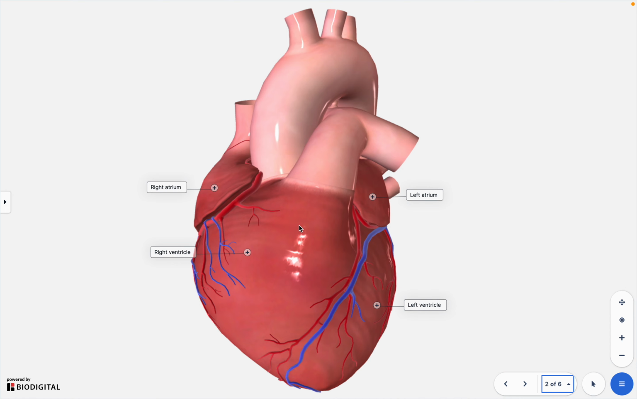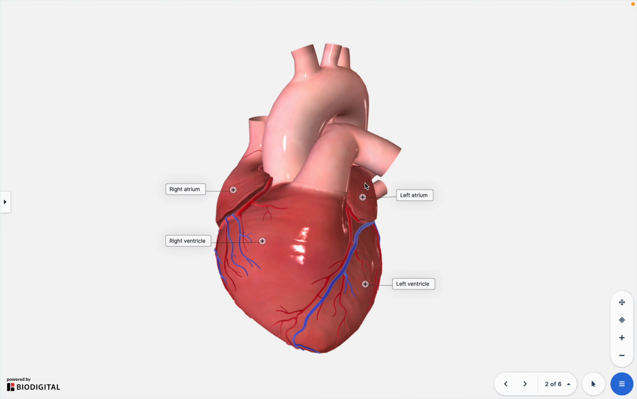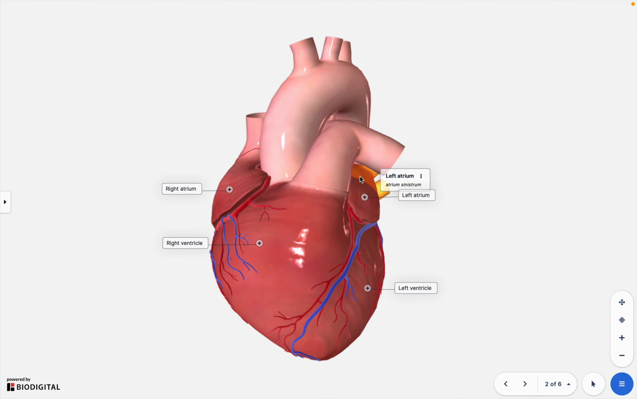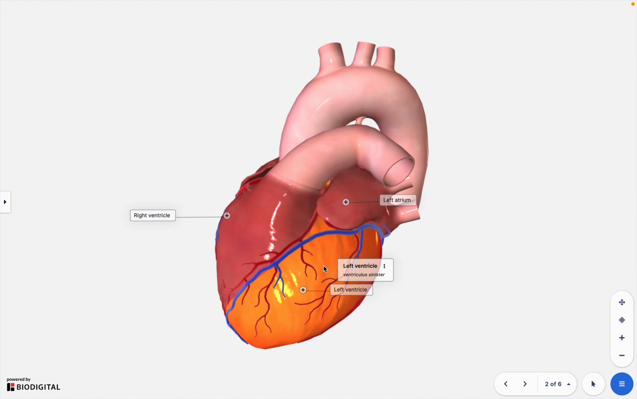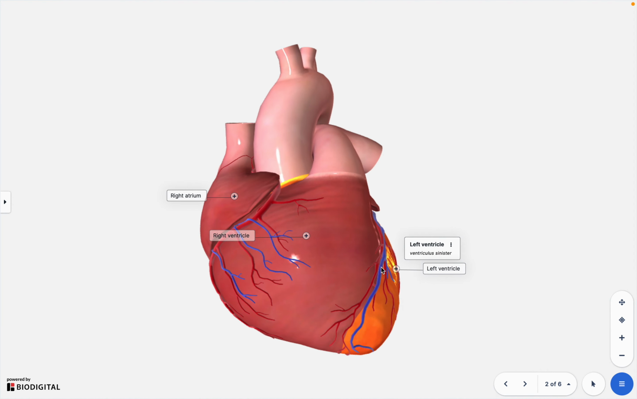The heart consists of four main chambers. You have your right atrium, your right ventricle, your left atrium, and the left ventricle. So now let's see this step by step.